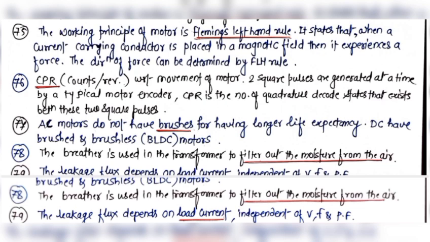CPR, counts per revolution, with respect to the motor. Two square pulses are generated at a time by a typical motor encoder. CPR is the number of quadrature decode states that exist between these two square pulses.